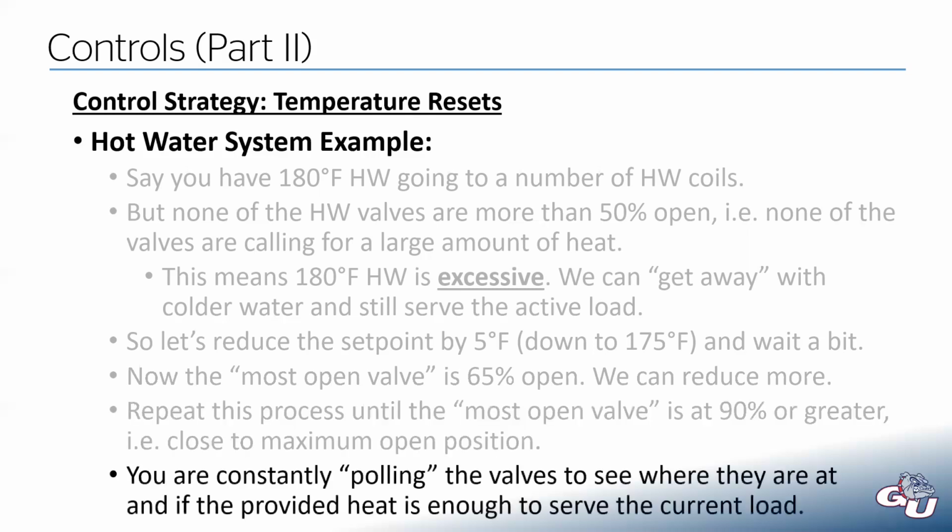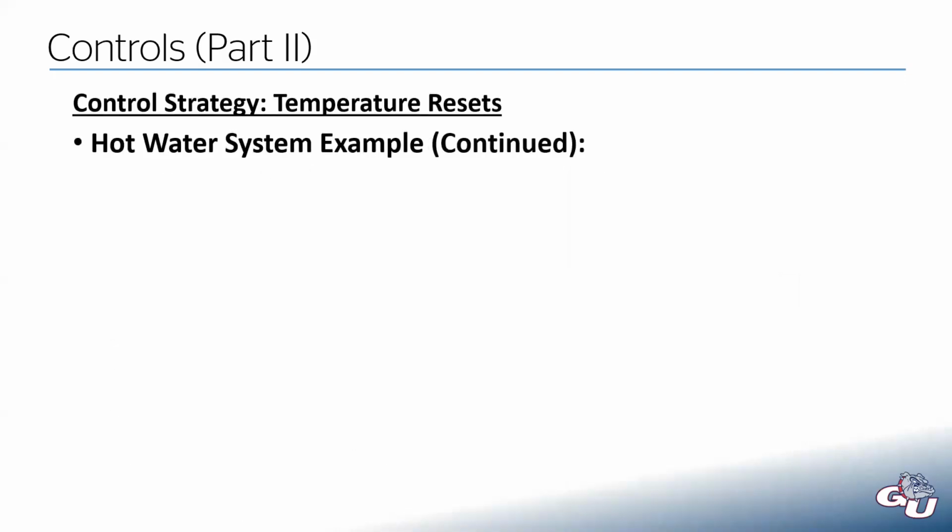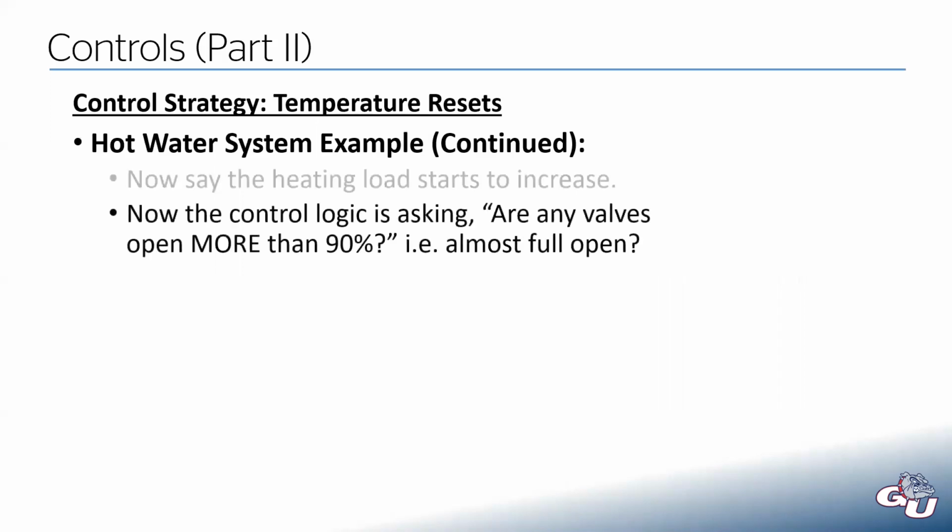So the idea here is we're constantly polling the valves to see where they're at. The system's checking the valves, saying, how are you doing right now? Yep, you're good. Okay, you're at 60% open. Oh, you're at 90% open. Okay, you're exactly where I want you to be. I'm going to hold right here. I'm at the temperature I want to be at. But now, let's say the heating load starts to increase. So now the valves want more hot water, and now the control logic is looking for something else.